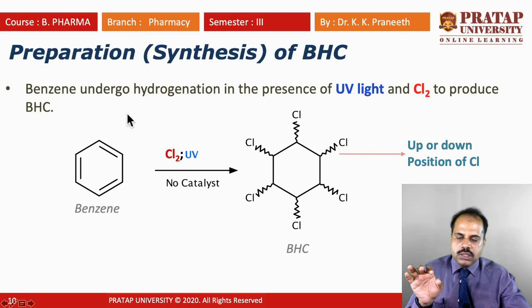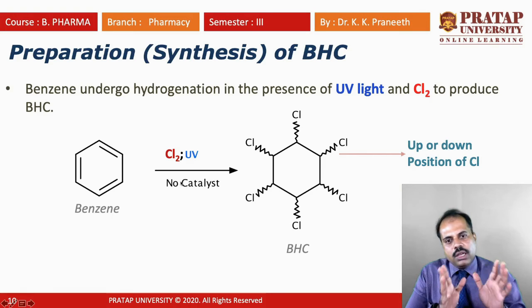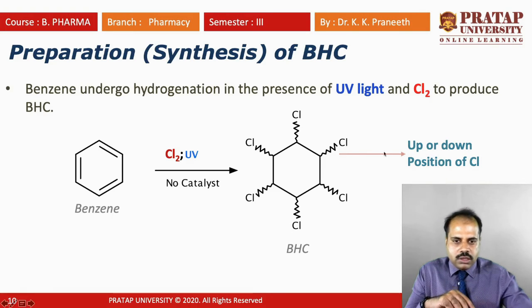So this is what is shown here. Benzene. How to prepare this? Benzene undergoes addition. Hydrogenation means adding hydrogen. If you add chlorine in the presence of sunlight or UV light, artificial sunlight or direct UV light, there is no need for a catalyst. There is no need for any metal or any other catalyst. You will get this benzene hexachloride compound.